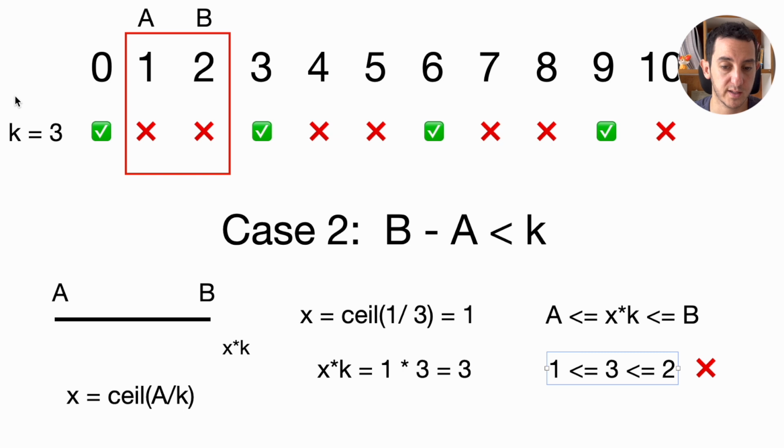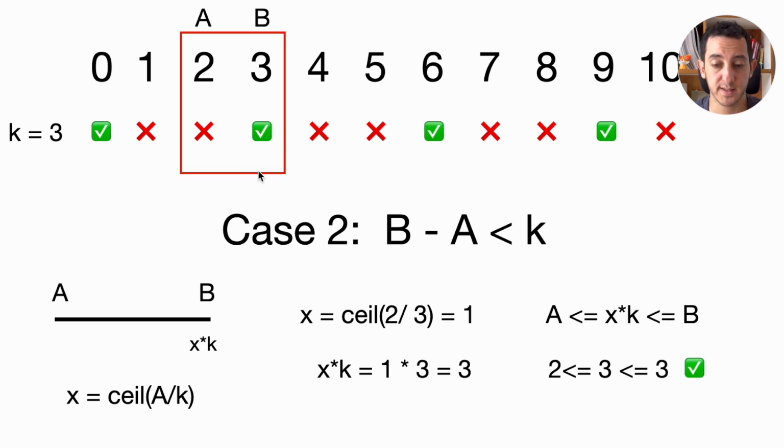Let's take a look at another case. So in this case, we'll do the same thing. We'll calculate the closest bigger number that's divisible by K with relationship to A. In this case, A is 2, K remains 3, the division is 0.66, the ceil is 1, and the closest number relative to A that's bigger than A that's divisible by K is still 3, but in this case 3 does fall within the range A and B.